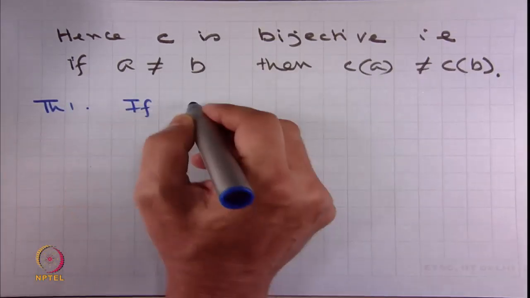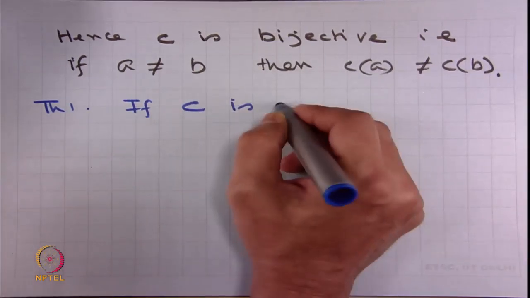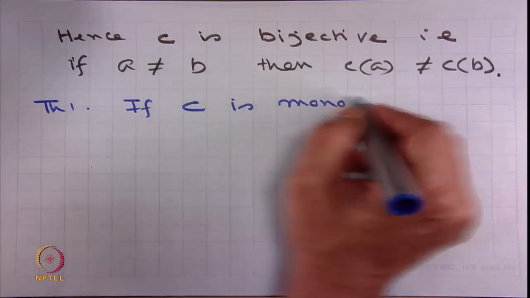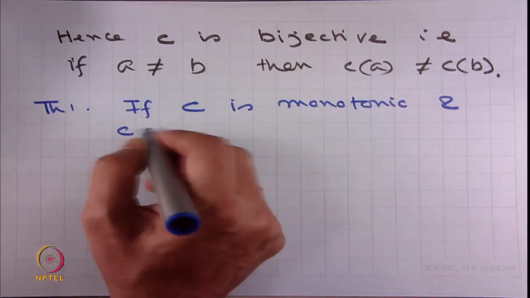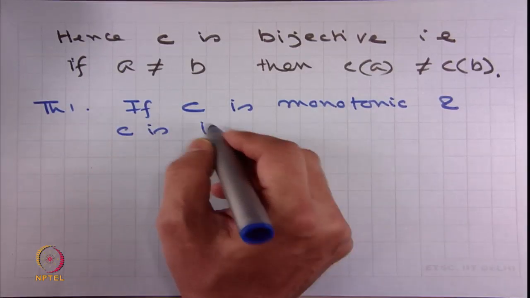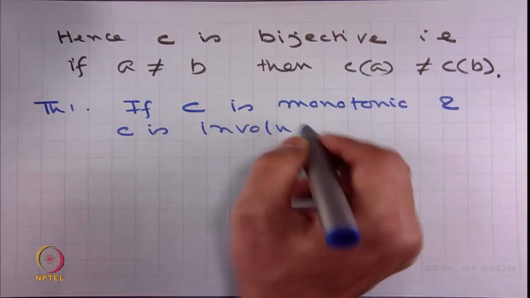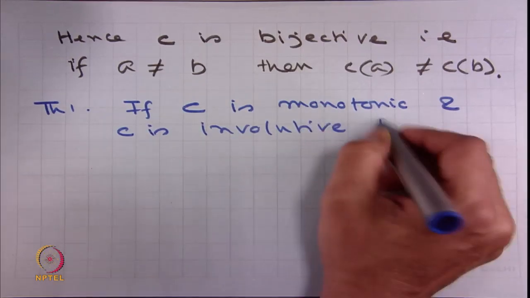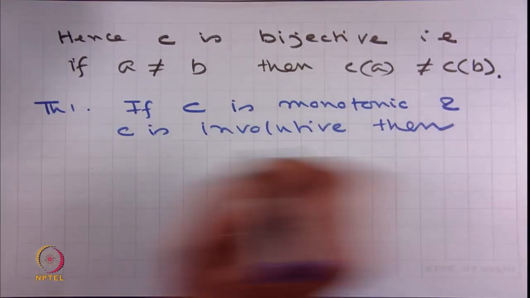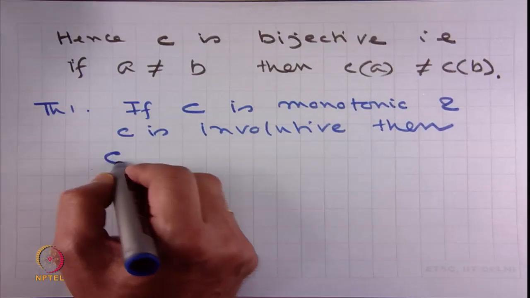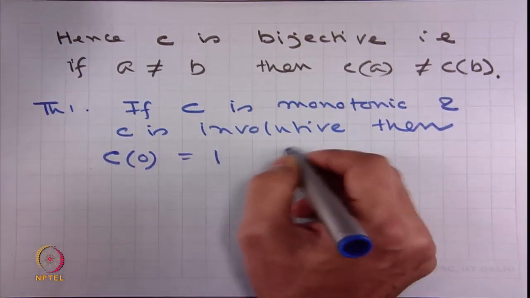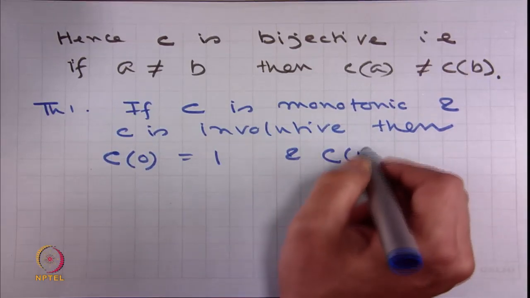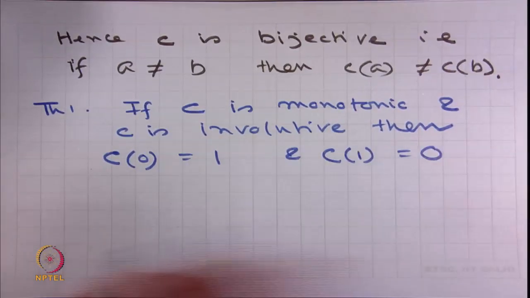If C is monotonic and C is involutive, then C of 0 is equal to 1 and C of 1 is equal to 0.